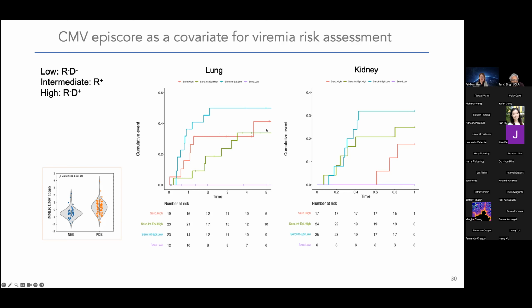And those with higher CMV epi scores will be in between the two groups of serostatus. Okay, so for the kidney cohort, the samples are a little bit different, but you can still see the trend: the CMV epi scores can stratify these two groups inside those CMV positive recipients.